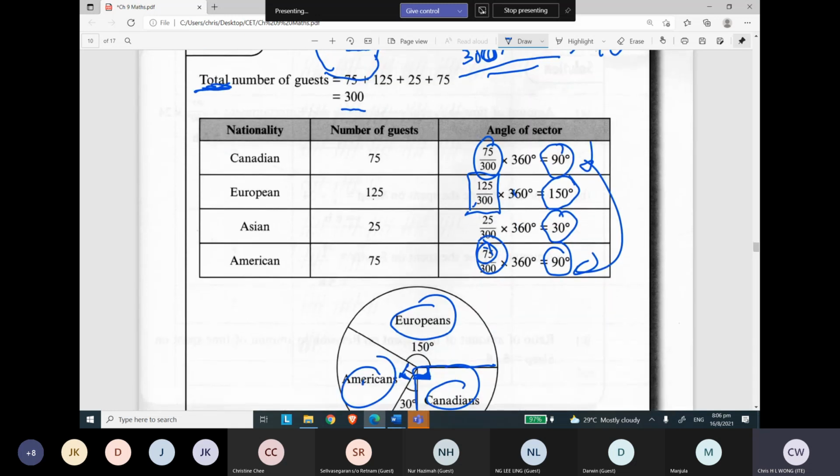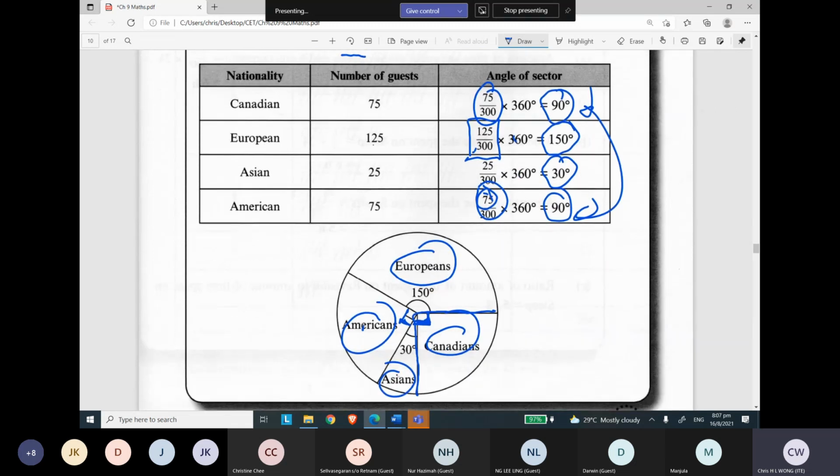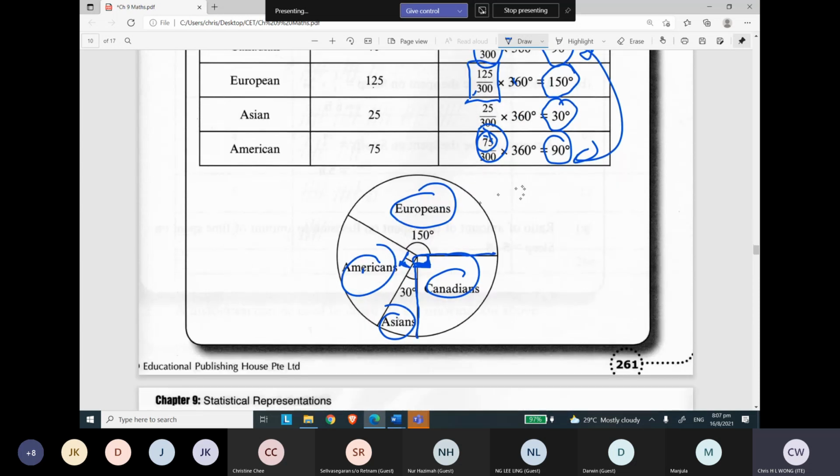The degree is important. I don't think they will ask you to do this, because when you do this, you need a protractor to measure. But please don't take my word that it will not come out. It can come out. If they ever ask you to do this, make sure you have a protractor and know how to use it to measure. If you don't know how to use a protractor, then you cannot do this at all.